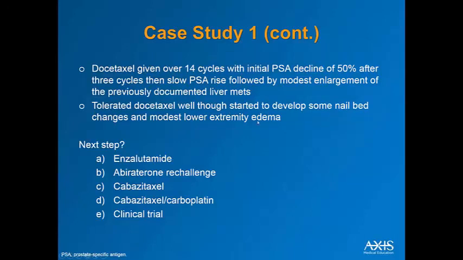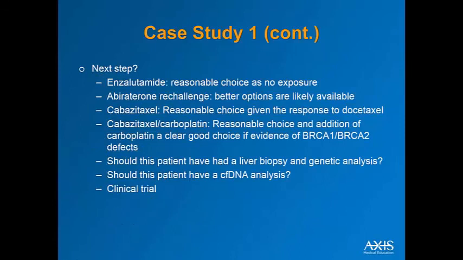They did have some nail bed changes, modest lower extremity edema. Enzalutamide, abiraterone, cabazitaxel, carbo, clinical trial. You've got a variety of things that you could do. Now, enzalutamide, sure, you can go back to enzalutamide. The patient's never seen it, but they were resistant to the abiraterone previously. We know about the cross-resistance issue we've talked about. Abiraterone re-challenge, probably not a great idea.